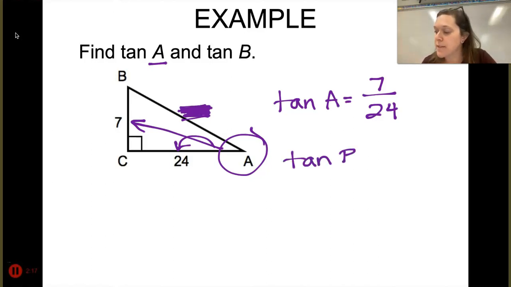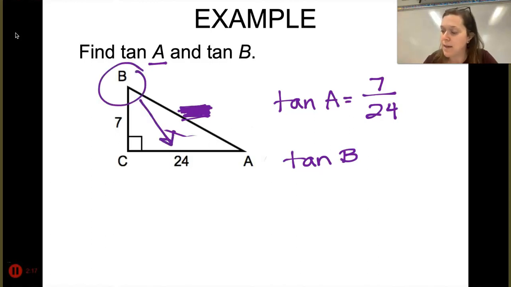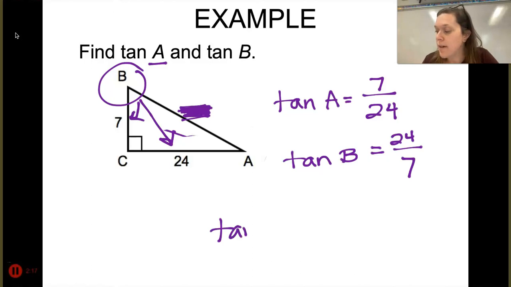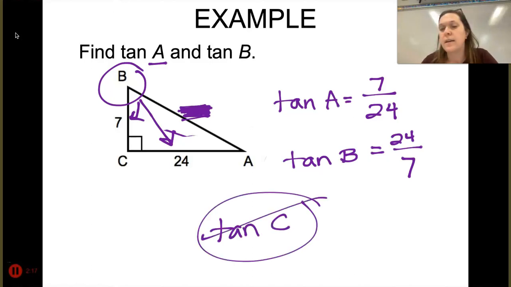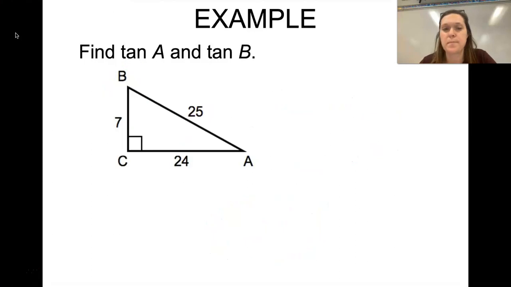If I change my reference angle to B to find the tangent of B, again, the hypotenuse is not in play. Now what's opposite of B is 24, and the adjacent leg is 7. So when you change the reference angle, you're going to get the reciprocal of your other tangent ratio. You will never ever do the tangent of your right angle. It's always the non-right angles where you're going to be trying to find your ratios.